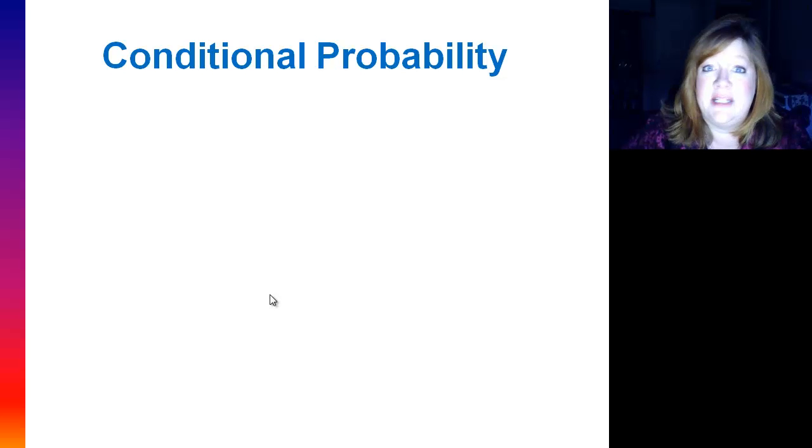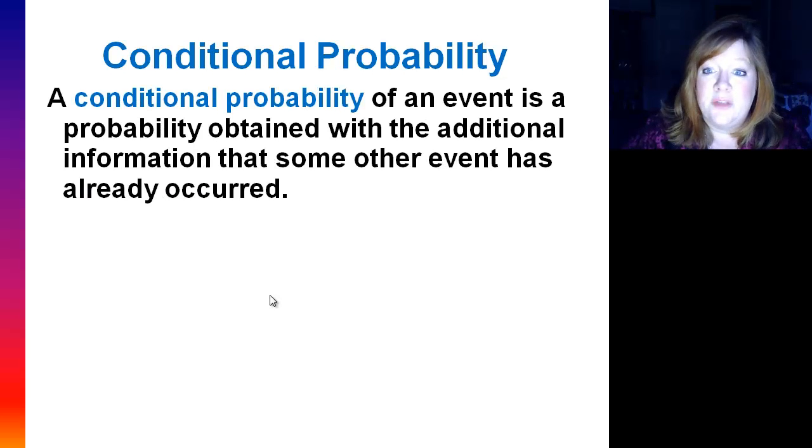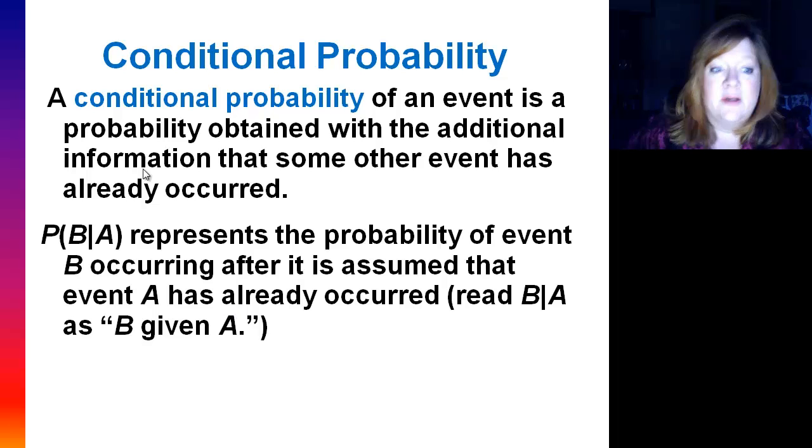So let's talk about conditional probability. A conditional probability of an event is a probability obtained with the additional information that some other event has already occurred. So P(B given A) represents the probability of event B occurring after it is assumed that event A has already occurred. And that's important: A already occurring, you just assume that it happened, alrighty? So it's read B given A, the probability of B given A, this event given another event.